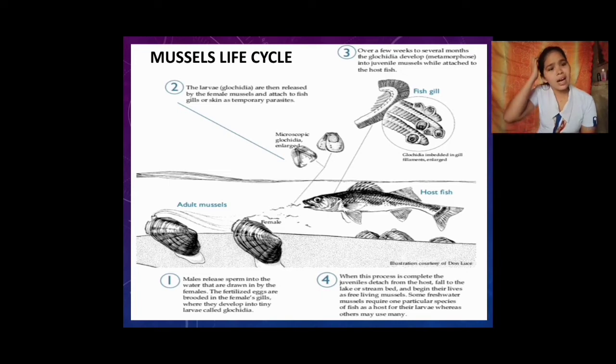So ang mussels, mao ni ang female, mao siguro ni ang male, mao ni ang female. Ang male mussels mo release og sperm sa tubig that are drawn by the females. The fertilized eggs are brooded in the female's gills.